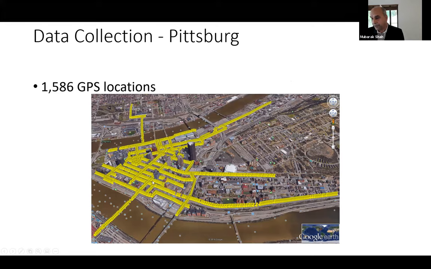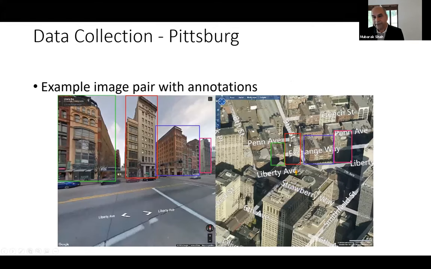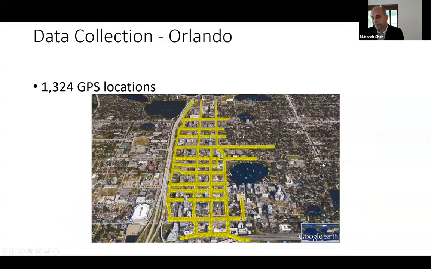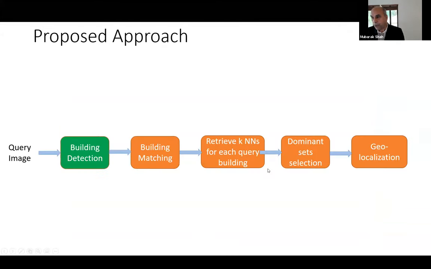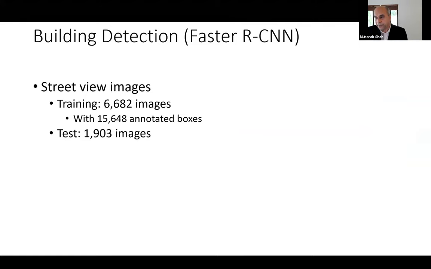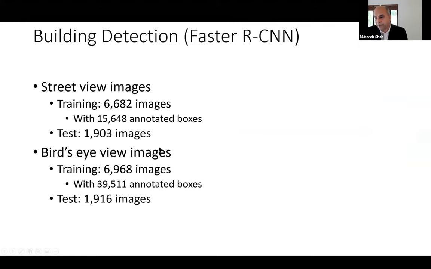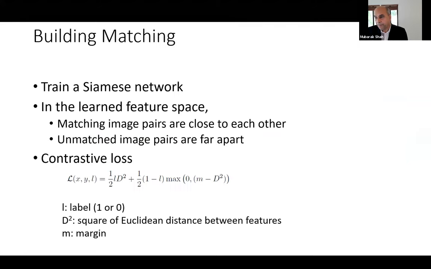We collected these images. And these are the images of the buildings that you see here. As you see, they look very different. Even for humans, it is very difficult to say this is the same as this, okay? And Orlando, similarly, about 1,300 images, and these are buildings. So first we have to detect buildings, and at that time, Faster R-CNN was pretty good. So we got these training and testing images from street view and also bird's eye view, and we trained this model, and it worked pretty well.